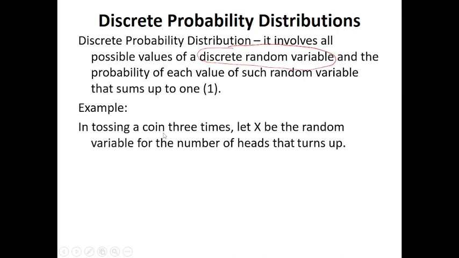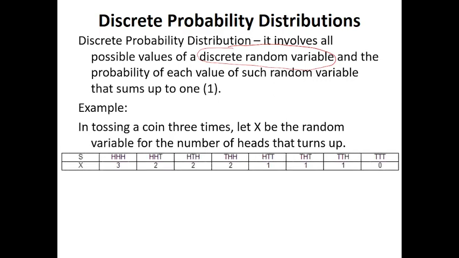In tossing a coin 3 times, let x be the random variable for the number of heads that turns up. So here's the sample space. We have 8 outcomes in the sample space. And these are the possible values of the random variable, right? So these are the possible values.